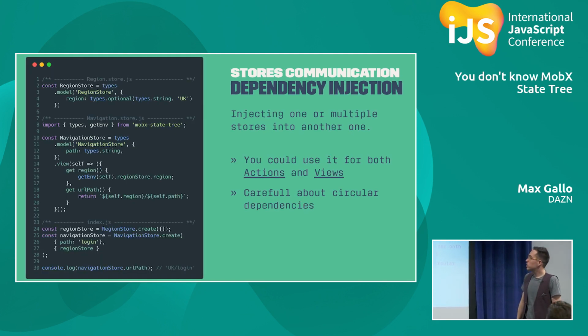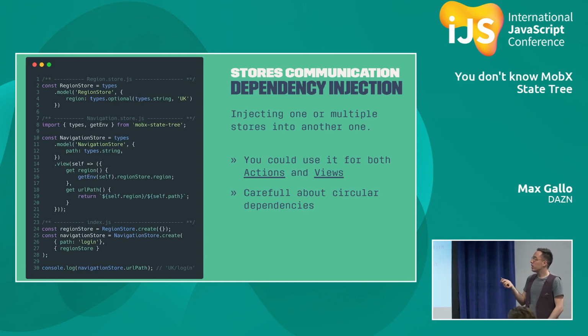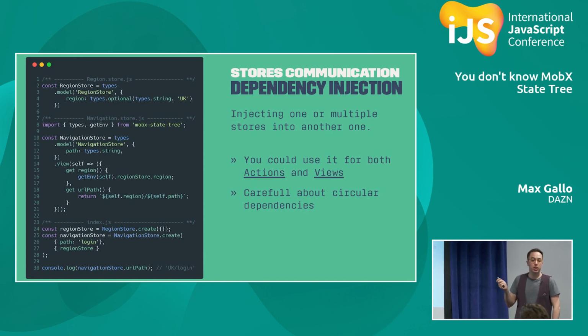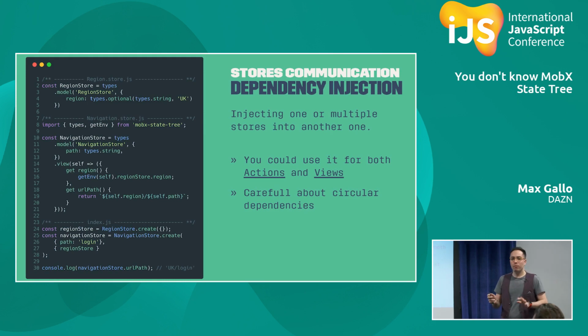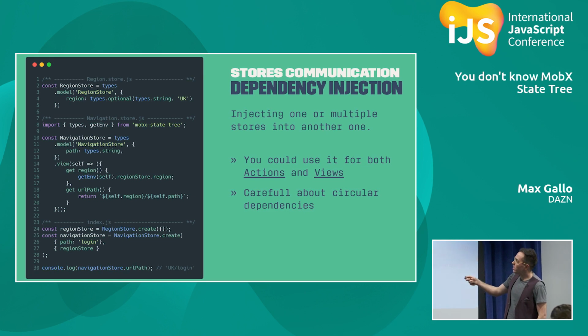Third option is leveraging dependency injection. I told you when we talked about dependency injection that you can inject anything. So why not inject stores into other stores? It's still an injection. How am I going to do that? In this example, on the left, we have a region store.